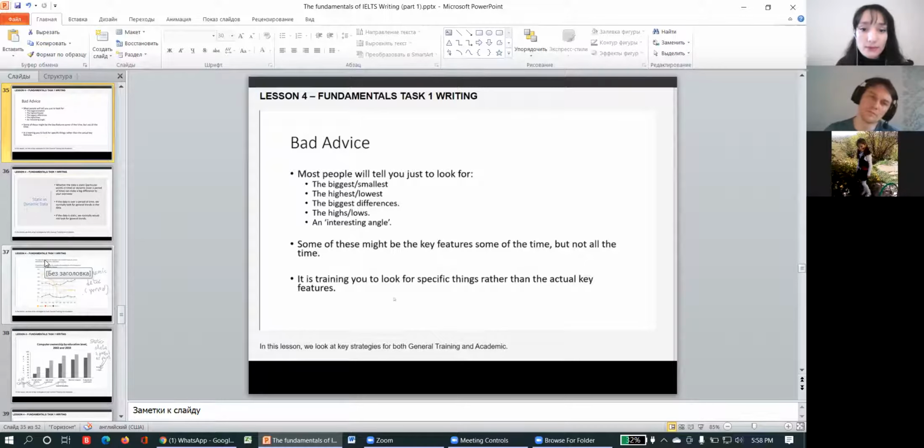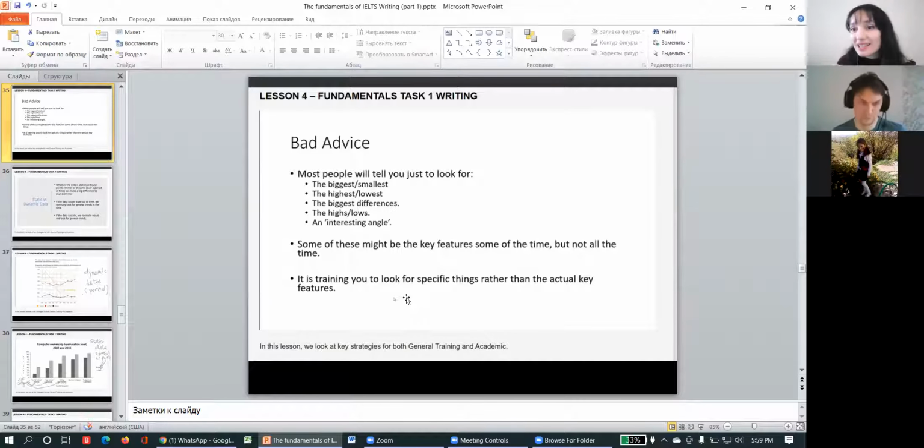The biggest difference is the highs and the lows and the interesting angles. Come on, there are no interesting angles. What is it? So it's not asking for your opinion. What is interesting, what is not? It's not about it. Some of this might be the key features, but not sometimes, but not all the time. So, and it is confusing.